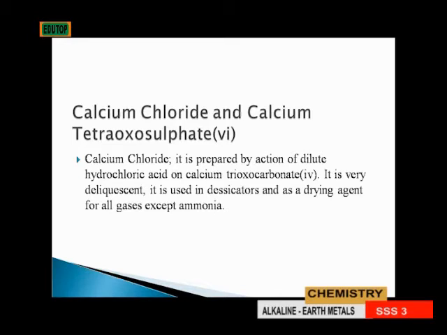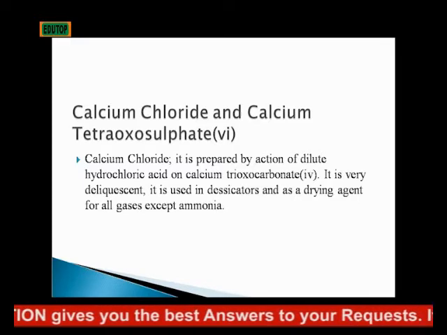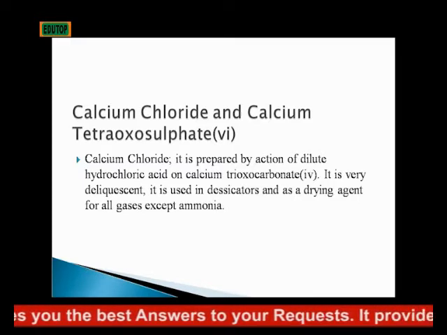Calcium chloride. It is prepared by action of dilute hydrochloric acid on calcium trioxocarbonate (IV). If you look at this very well, you see that it is an acid-base reaction, and calcium chloride is one of the salts being produced in the process. It is very deliquescent in that it has the capacity to absorb moisture from the atmosphere and also turn into solution. It is used in desiccators and as a drying agent for all gases except ammonia.